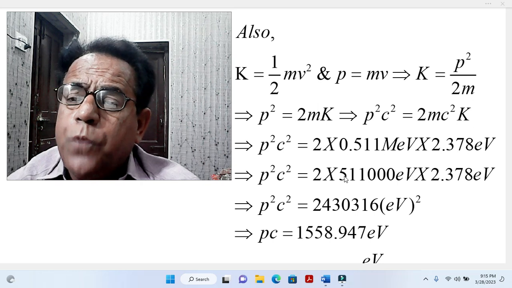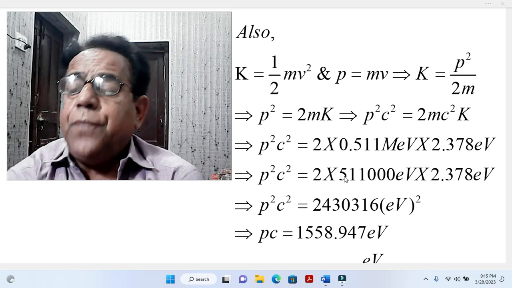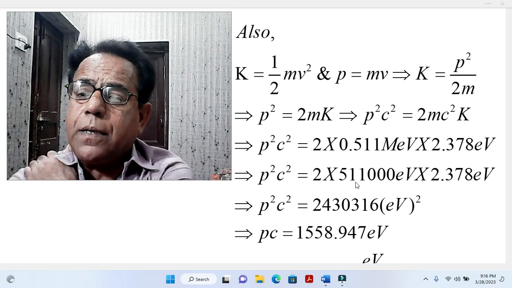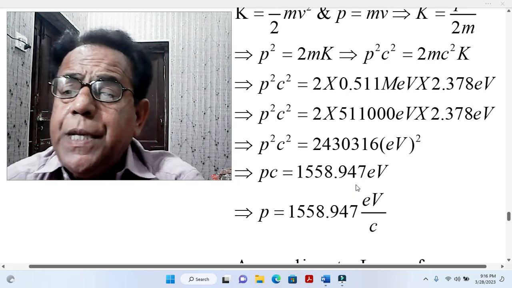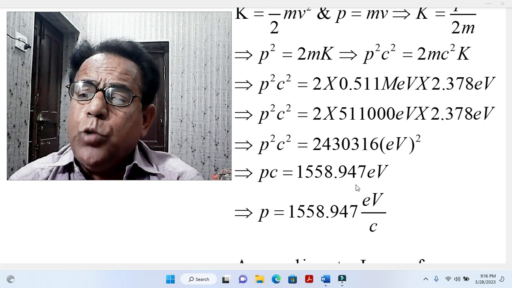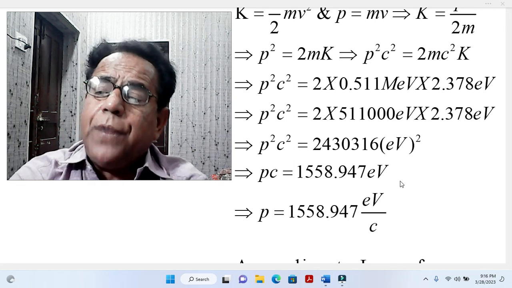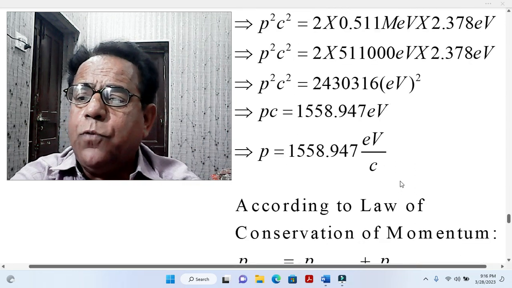Moreover, the square root of 2430316 will become equal to 1558.947 electron volt, and hence from here p becomes equal to that value divided by c. So p becomes equal to 1558.947 electron volt over c.